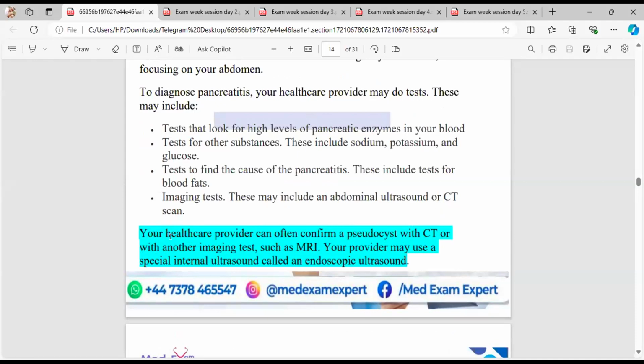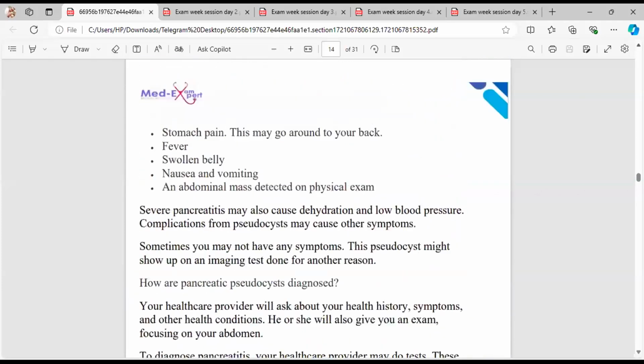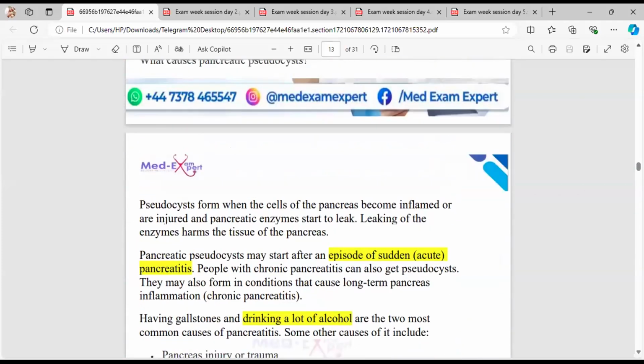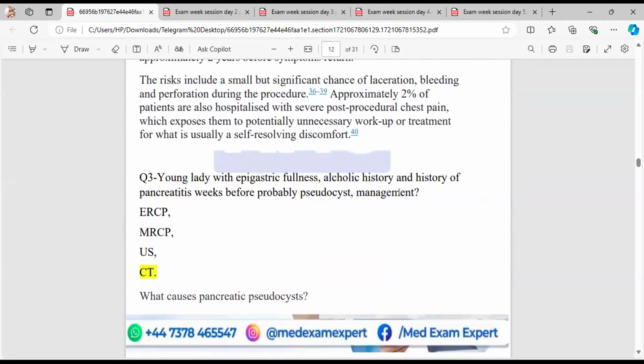Here it is written, your healthcare provider can often confirm a cyst with CT or with another imaging test such as MRI. Confirm. They are not asking what your initial investigation is. They are saying confirm. Your provider may use a special internal ultrasound such as endoscopic ultrasound as well. So here in the question, let's see what they ask. We don't know, they are asking management, and the options are ERCP, MR. So this is the confusion for the recaller, that maybe they ask the management or maybe they ask these investigations.